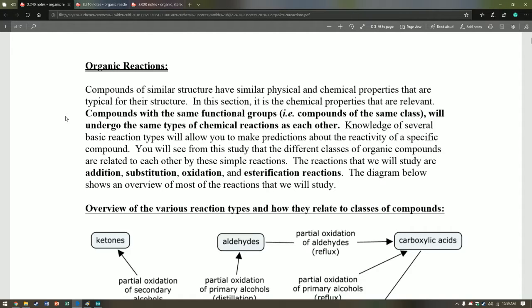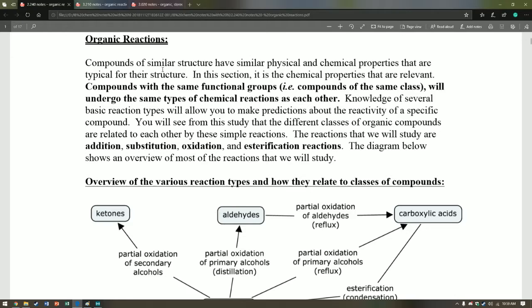Alright guys, welcome back. Today's video is obviously going to be quite long since this packet of notes is 17 pages long, can you imagine? And today we're going to be discussing the different types of organic reactions organic compounds can undergo.